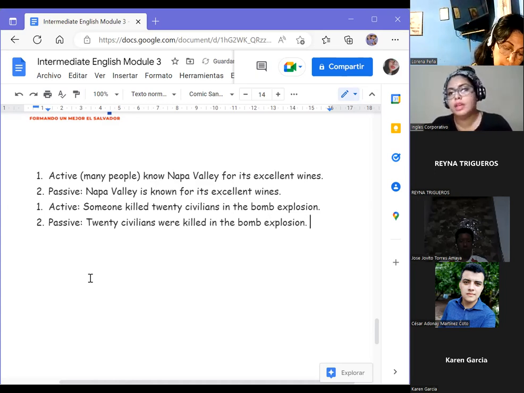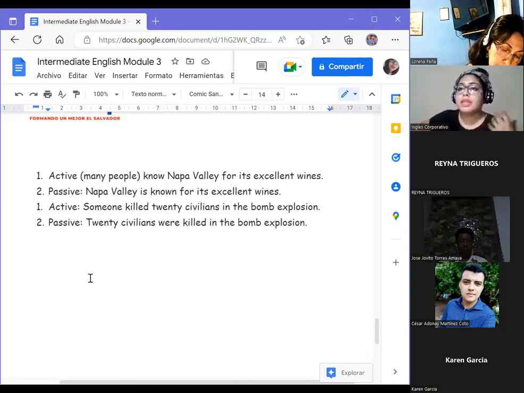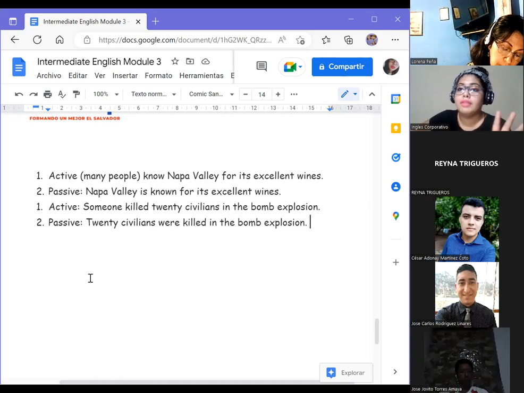In those cases, we don't have the information. And in this case, we can use the by phrases because it's something that happened and we don't have the whole information about who is the person that performed that action.